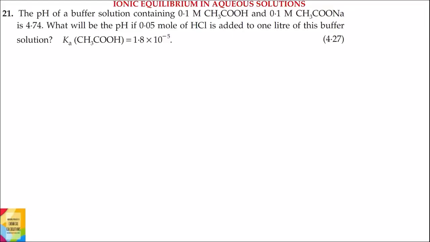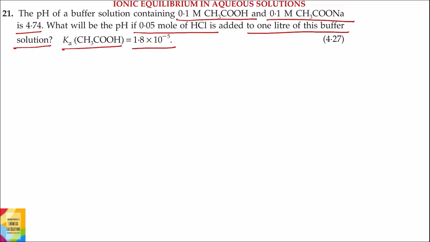Question: The pH of a buffer solution containing 0.1 M CH3COOH and 0.1 M sodium acetate is 4.74. What will be the pH if 0.05 mole of HCl is added to 1 liter of this buffer solution? The acid dissociation constant for acetic acid is given as 1.8 × 10^-5.